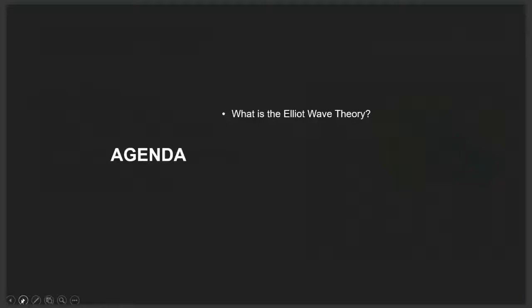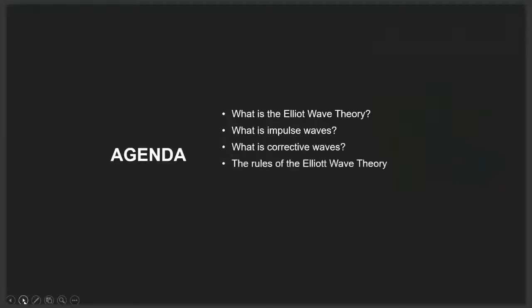And like I say, first of all, we'll be covering what is the Elliott Wave theory. Second, we'll be doing what are impulse waves, which is part of the Elliott Wave theory. Then we'll be talking a little bit about corrective waves. Then the rules of the Elliott Wave theory, the rules you have to follow for the theory to actually work. And then we're doing a few examples, then future educational events, and of course the usual question and answer session.